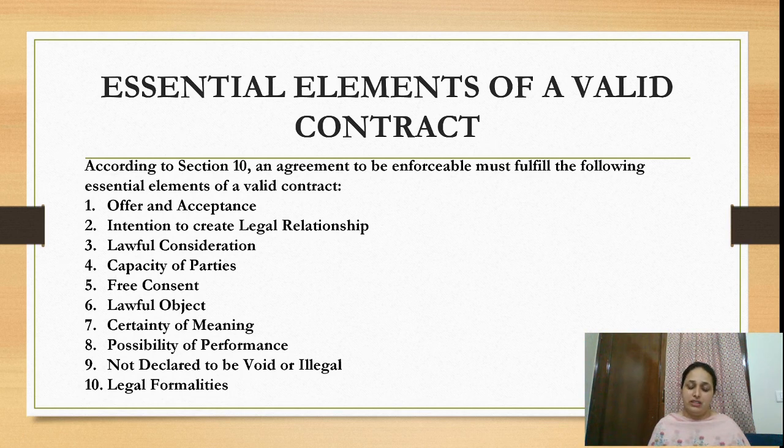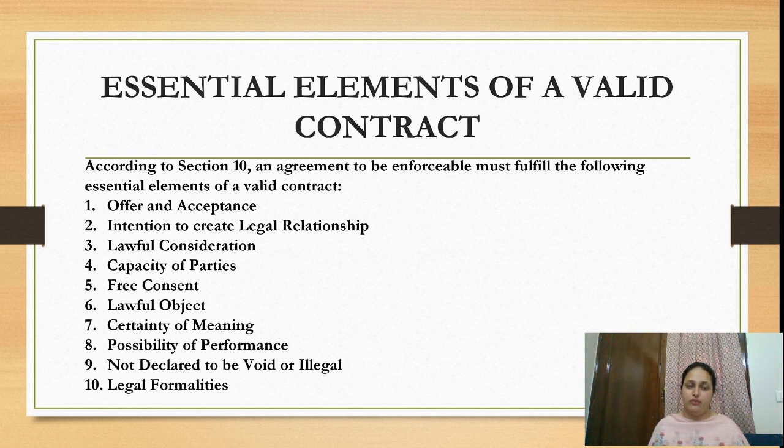Fifth essential is free consent. The parties entering into a contract must agree upon the same thing in the same sense. Means their consents should be free and it should not be enforced by some other one. According to Section 14, consent is free when it is not caused by coercion, undue influence, fraud, misrepresentation, and mistake.